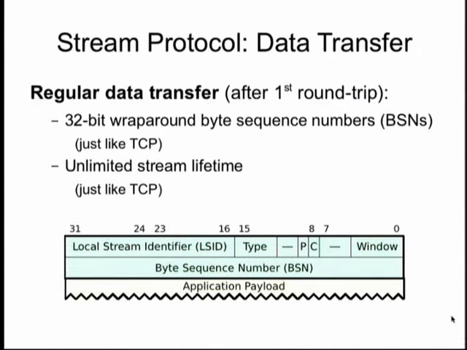So after this initial round trip, things get a lot simpler, and basically they go back to the way they are in TCP, where we have byte sequence numbers with a 32-bit wraparound, just like in TCP, and effectively unlimited lifetime. And so I won't really say more about that for now.